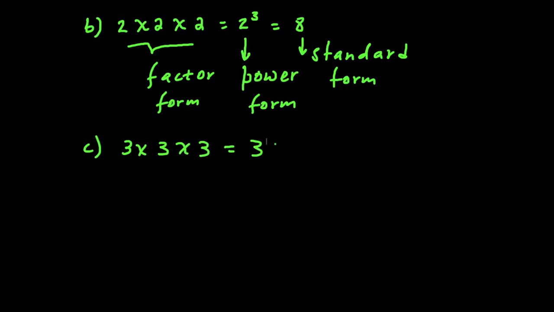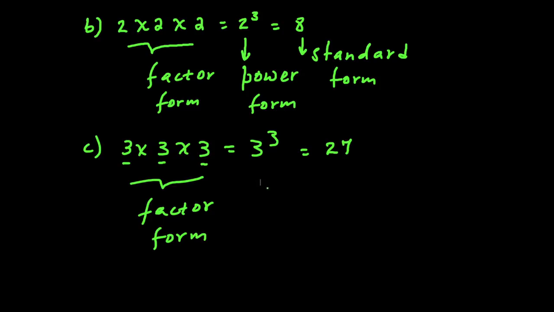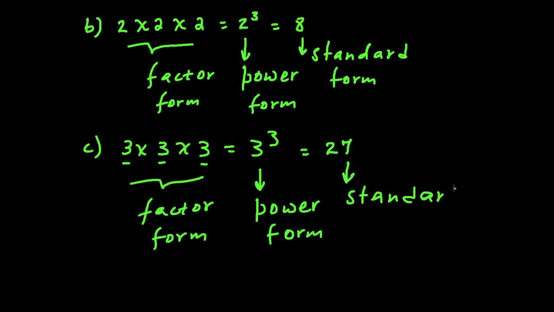Another example: 3 times 3 times 3, which means 3 to the power of 3. 3 times 3 is 9, and 9 times 3 is 27. Look, this is the factor form, this is the power form, and this is the standard form.